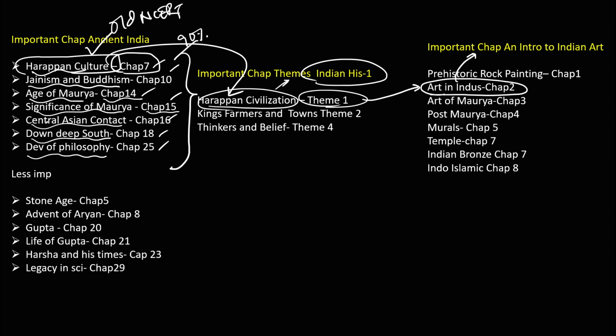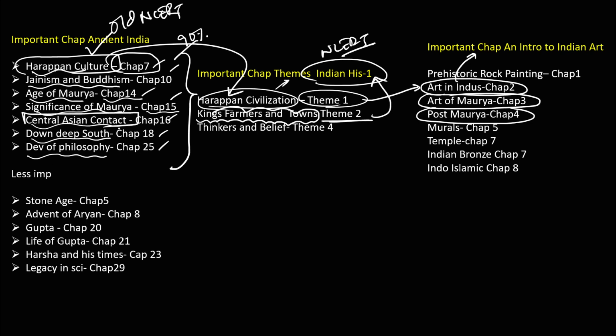Similarly, when you cover the Mauryan age and its significance, you cover this book, this chapter, Kings, Farmers and Towns, Theme 2 of the Indian Themes, the new NCERT. And you read the chapter on the Art of the Mauryan Age and the Post-Mauryan Age. Like this, when you do the Central Asian contact, you have to do the Post-Mauryan Age.